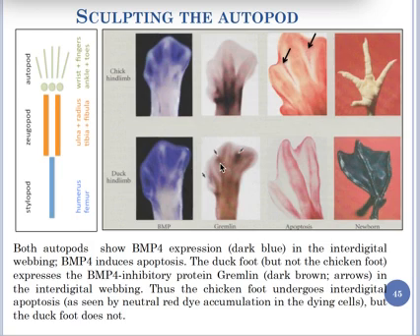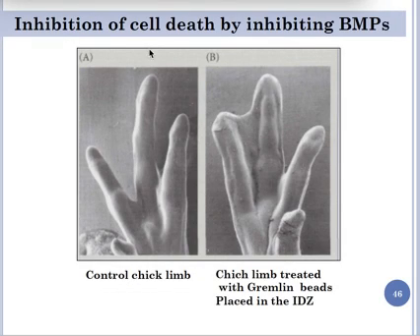So how can this happen? It seems like gremlin will inhibit BMP in the case of the duck, so that apoptosis cannot happen. Since BMP is a main inducer of apoptosis, BMP is active in the case of the chicken, and this will induce the apoptosis and the removal of these interdigital zones between the digits, so that the webbing will be removed. So in the case of the duck, we have seen that we have inhibition of cell death between the digits by inhibiting the activity of the BMP factor.